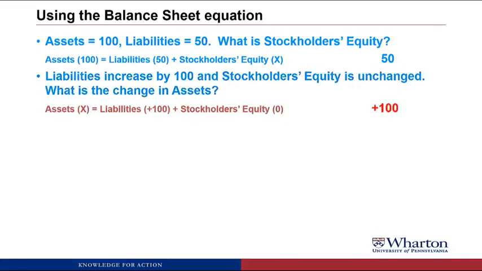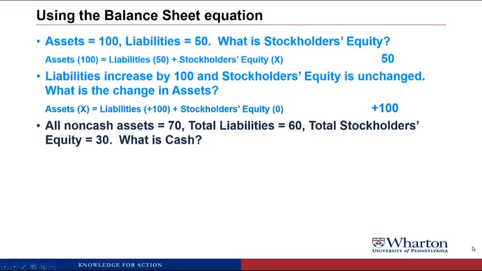We also use the balance sheet equation to solve this one. Now we're looking at changes in value. So stockholders' equity is not changing. Liabilities are going up by 100. The only way to stay in balance is for assets to also go up by 100, so that each side of the equation goes up by the same amount.